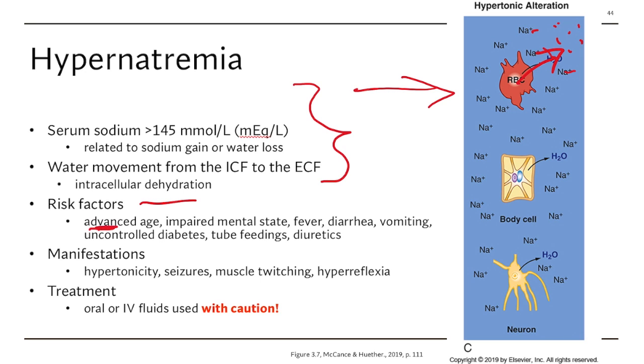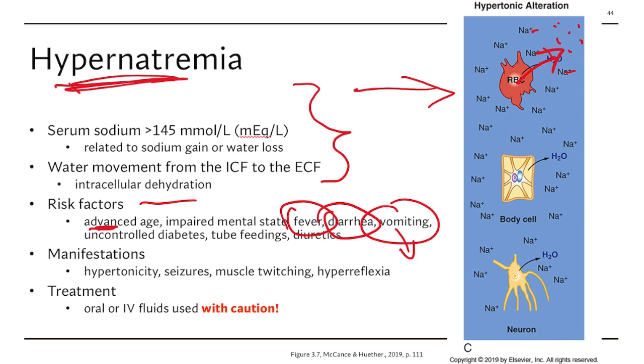Advanced age, altered mental status, fever, make sure you remember that one, diarrhea, vomiting. Why? Because these things are decreasing your fluid volume. Decrease your fluid volume, suddenly we have a much higher ratio of sodium to fluids. I understand I'm saying that a lot, but manifestations of hypernatremia, these are things you want to memorize here. Make sure you know these for any test, including your NCLEX.